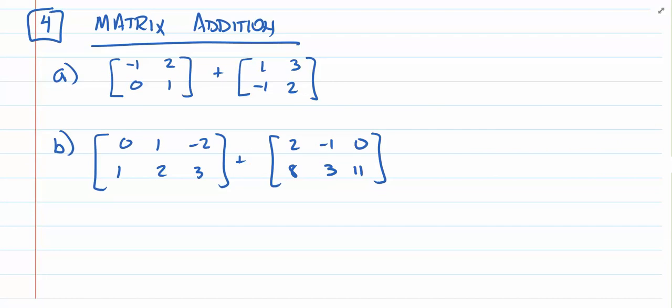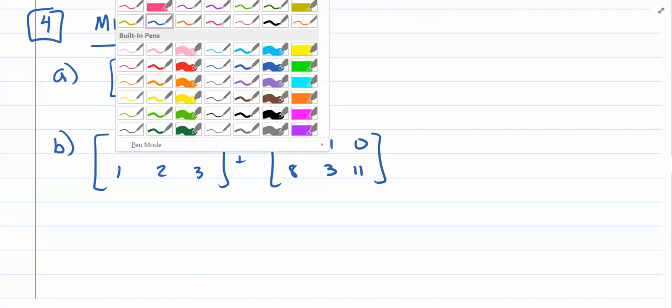So this is all matrix addition, and it literally is what you would think it would be. I have two matrices here. We're going to do two examples, A and B, and talk about matrix addition. We're going to spend the next minute talking about this.